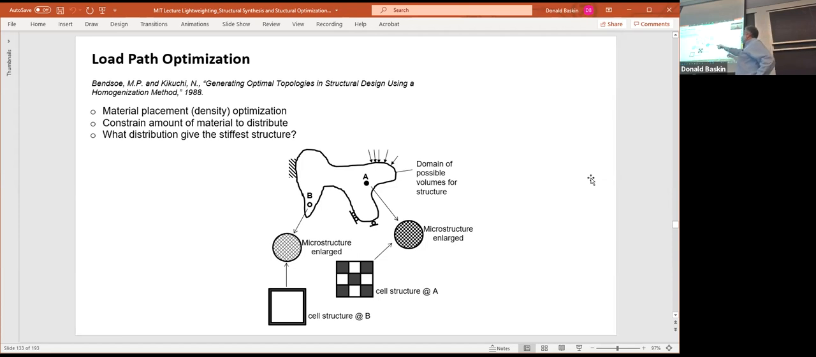The paper talks about this. They say, suppose you have some complicated volume. The volume is a place where you can put structure. So that's a little hard to figure out sometimes. Suppose you had a car. You can't put a structural member through the driver's head. They have to have someplace to sit. So you define what they call a domain. These are places where you can have structure.